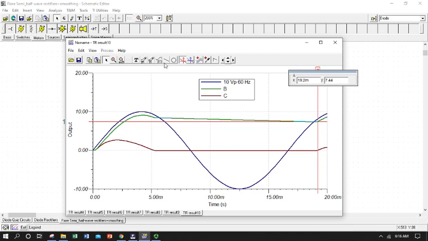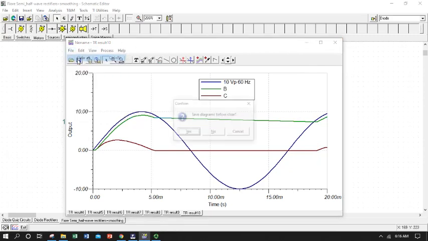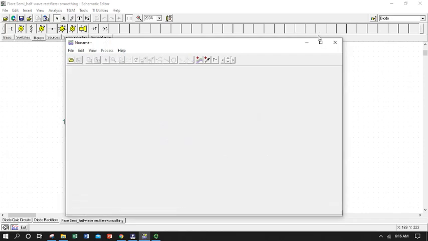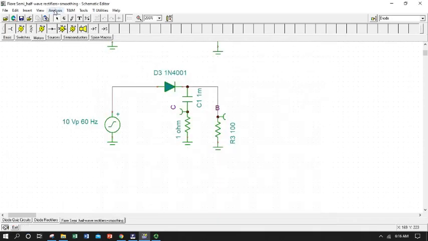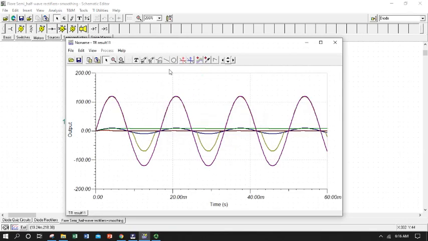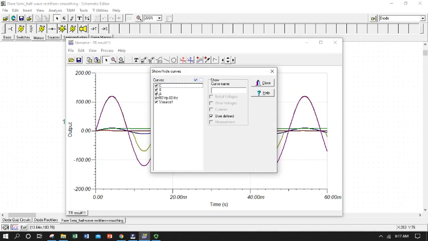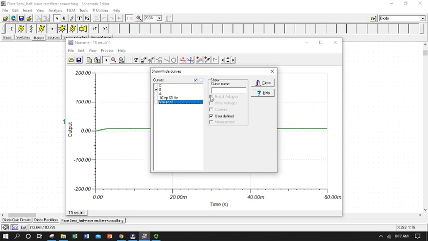So if we were to look at just what the resistor sees, just what our load resistor sees, we'll clear. No, we don't want to save. Let's rerun our analysis with a couple of periods, maybe quite a few. Let's do a 60 millisecond transient analysis and display several periods of our input waveform, and we'll just take the ones we want. And in fact, we're only going to plot B, which is our signal over the load. We're not even going to plot the source, as we only really care about the signal over the load.